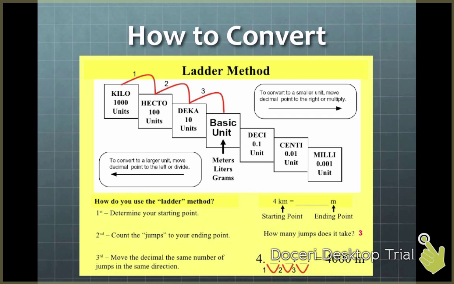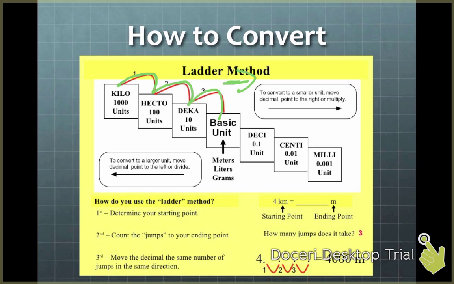So for instance, we can see here, if we go from kilo to our base unit, again, it could be meters, liters, grams, we're going to go 1, 2, 3. We're doing 3 steps. We're moving to the right. When you convert to the right, you're going to move the decimal point to the right.